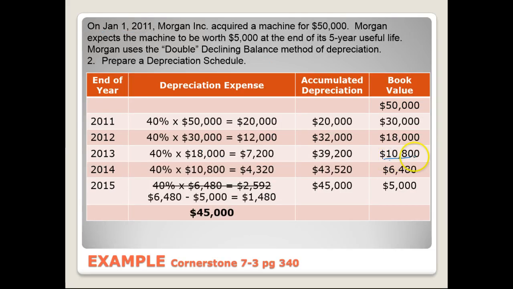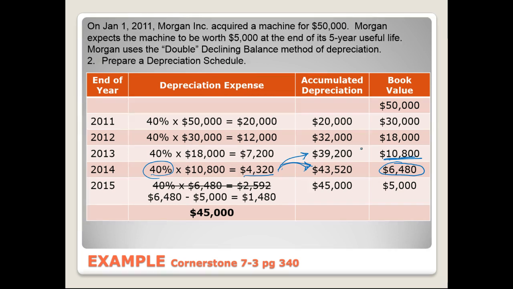2014, I take my ending book value from the previous year, I multiply it by my double declining balance rate, and I get $4,320. I add it to the $39,200, and that's how I get $43,520. And that means $50,000 minus $43,520 gets me $6,480 in remaining book value at the end of 2014.